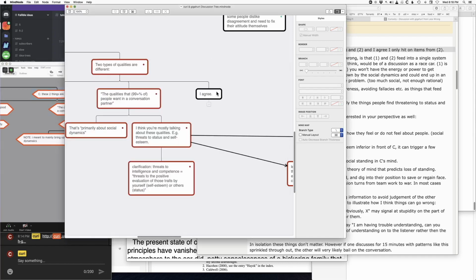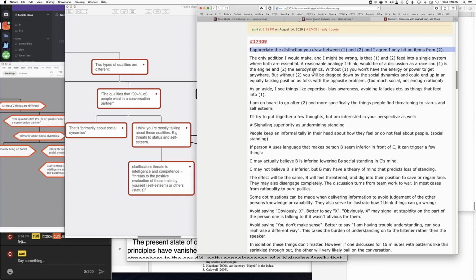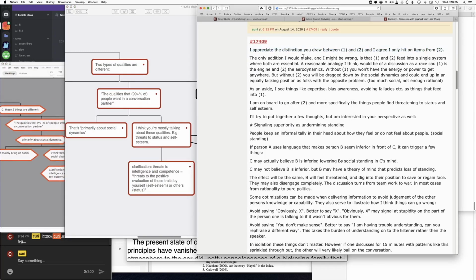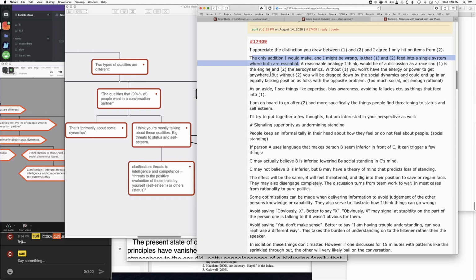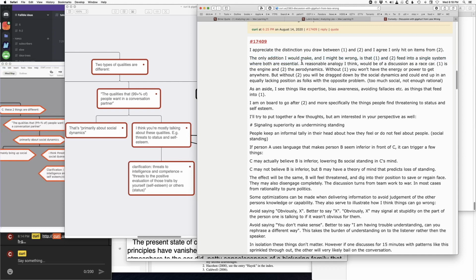Okay, that seems good. You can just do a quick thing. And he thinks they're both important. If you agree I only hit on items from 2, the only additions I make feed into a single system where both are essential. Yeah, they're both important and they work together in some way. You can't just separate them as if they were completely different topics. He's saying both of them come up in a conversation. So I agree with that.